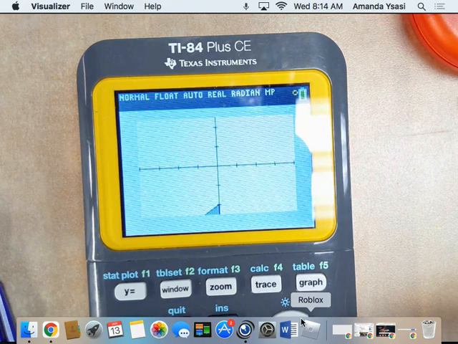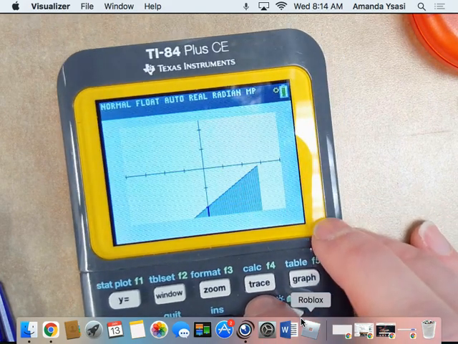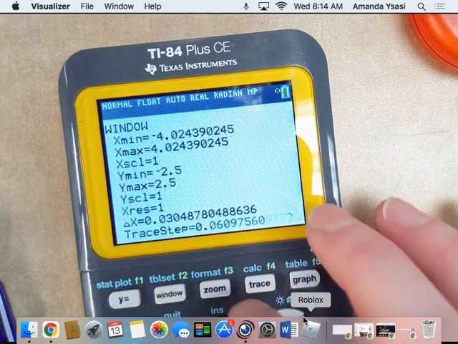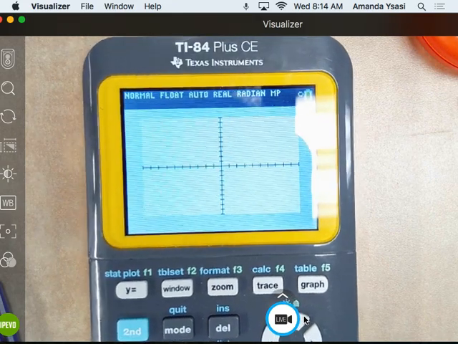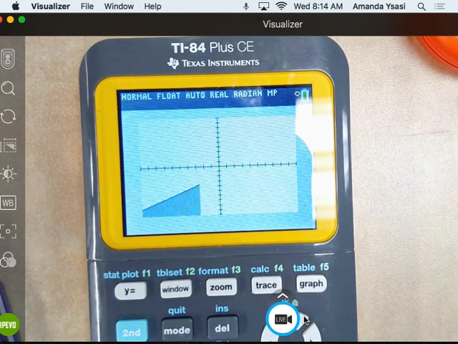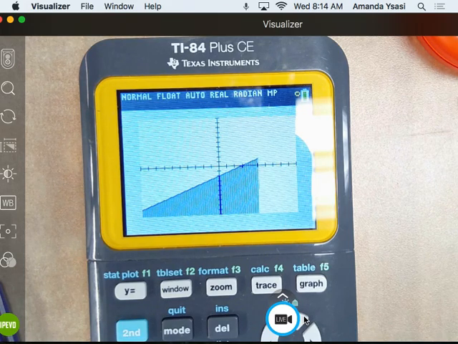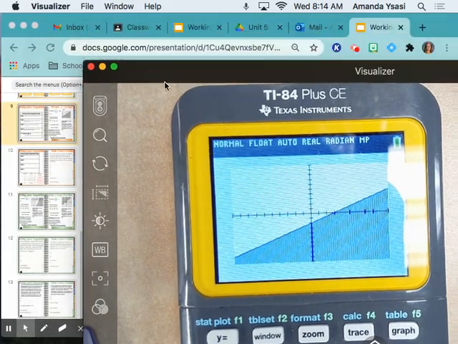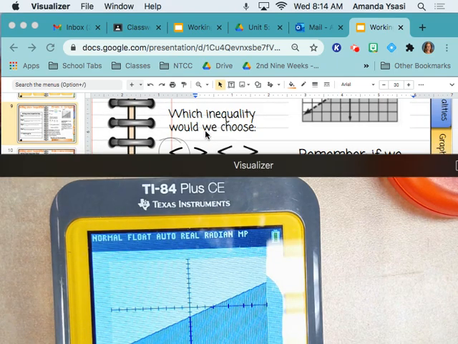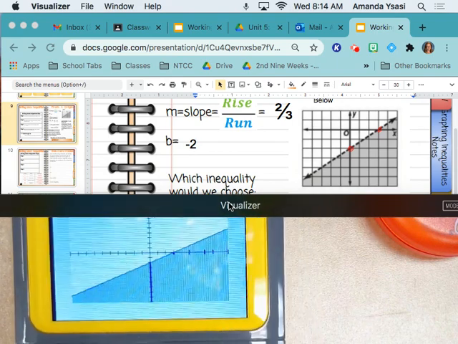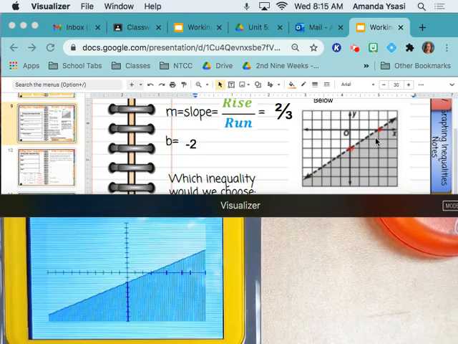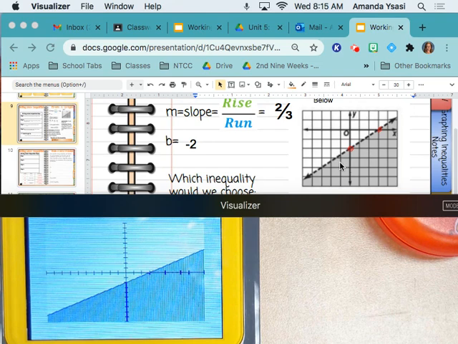I'll zoom out in just a second. So I'm going to go zoom standard so I can have it back to the way it's supposed to look if it's just in the standard graphing. So it shows the shading. So now we can compare that to our graph that we were originally given. So that's one way to check it. And it's also a way to check if you're graphing to make sure you graphed it correctly too.